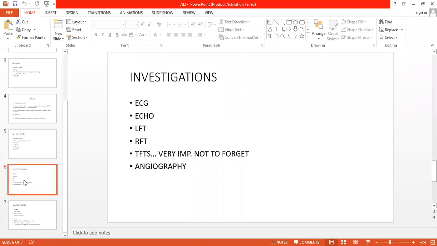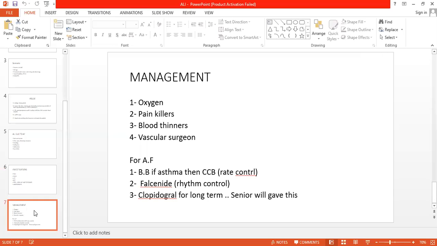Echo, when you involve the senior, you will do the echo. You are taking the blood sample, so you will say I'll do the LFT, I'll do the kidney function test, and never forget about TFTs. I'll do the thyroid function test, because hyperthyroidism can lead to AF and then can lead to ALI. So TFT, ECG, and angiography, these 3 things you should not forget in this station. And then definitely you will do the angiography after involving the senior. So this is the investigation which you need to do here.